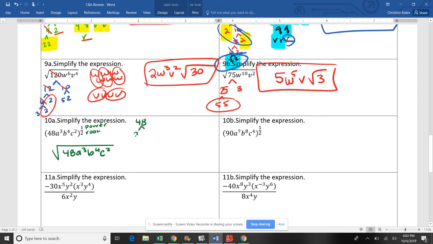So 48 is 2 times 24. 24 is 2 times 12. 12 is 2 times 6. And 6 is 2 times 3. Group, group. A to the 3rd is going to have a group and a leftover. B to the 4th is going to have 2 groups. And C squared is going to have 1 group. So I have 2 times 2 is 4, a group of A's, 2 groups of B's, a group of C's, and a leftover 3, and a leftover A. The 3 and the A.